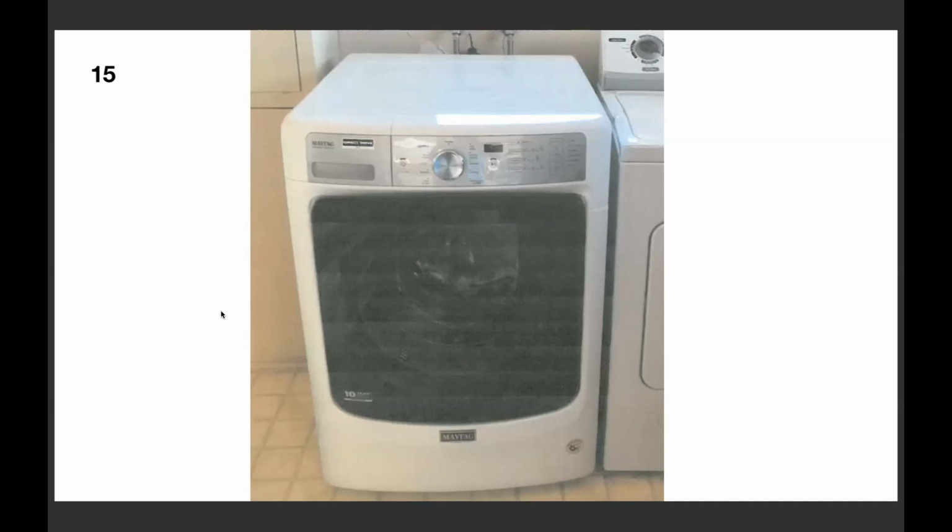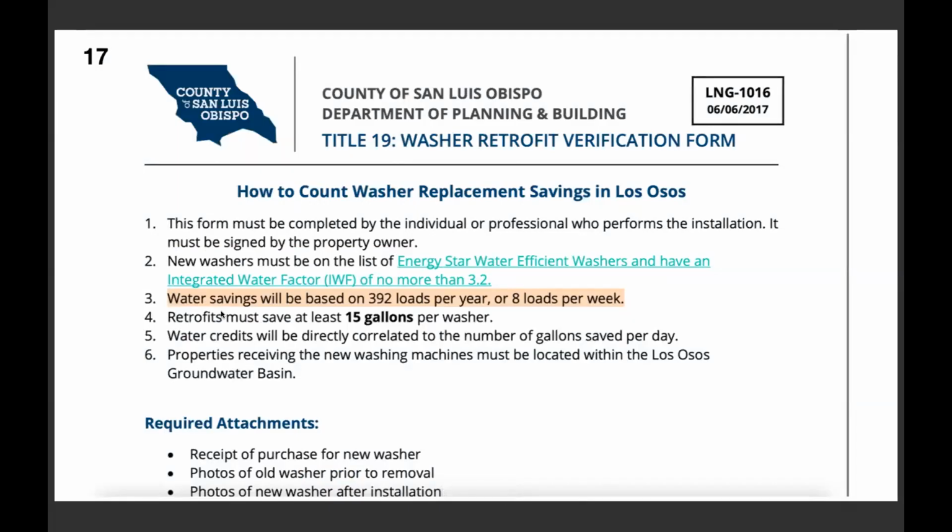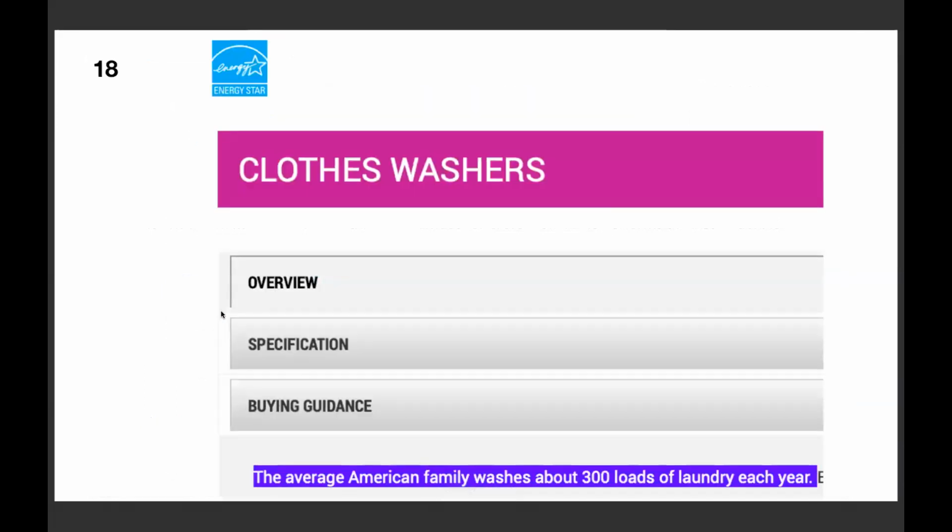In Los Osos, the county assumes a household will use 150 gallons per day. For the offset, twice that much must be saved, 300 gallons per day. The county has been assuming we in Los Osos wash our clothes more than once a day, 392 times per year. The Energy Star website states that the average American family of 4 washes about 300 loads annually. The county's estimate of 392 washes annually for a family of 2.2 sounded a bit high, so I asked county planning where they got that figure.